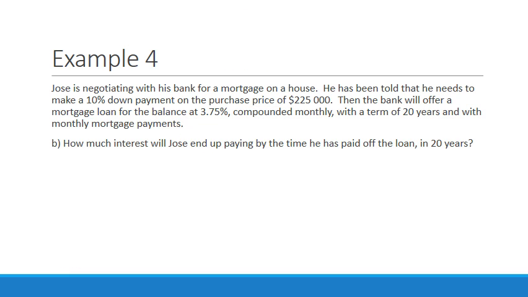In part B, it says how much interest will Jose end up paying by the time he's paid off the loan in 20 years? The interest is the same idea: what you've paid versus what you borrowed. But it takes a little more figuring when we're dealing with payments. So what you paid minus what you borrowed. Remember, he made payments of $1,197.55, and he made 240 of them.